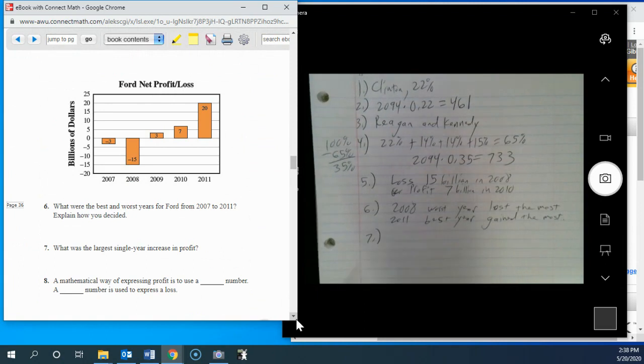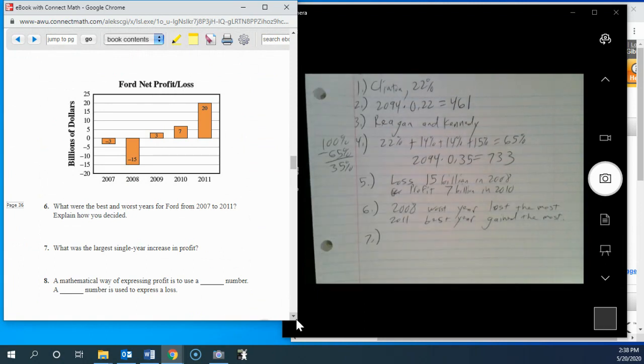Okay, number 7. It says, what was the largest single year increase in profit? Okay, if you look here, it would almost look like the most single year would be from 7 to 20. That's an increase of 13 billion. But the biggest increase was from 2008 to 2009. Because remember, they had to gain 15 billion in order to get to zero. And then another 3 billion in order to be 3 billion above breaking even. So they gained $18 billion between 2008 and 2009.